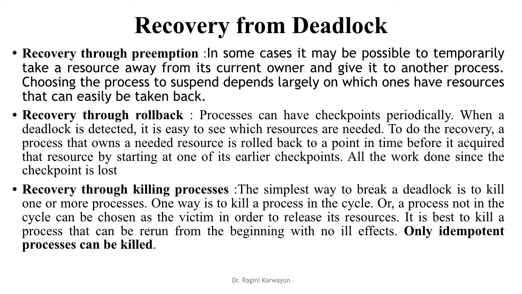Then we have recovery through killing processes. The simplest way to break a deadlock is to kill one or more processes. One way is to kill a process in the cycle. So, for the processes involved in the cycle, you start killing them one by one. When you kill a process, you check whether the cycle is removed or not; if not, then you kill another process and so on. So it is best to kill a process that can be rerun from the beginning with no ill effects.